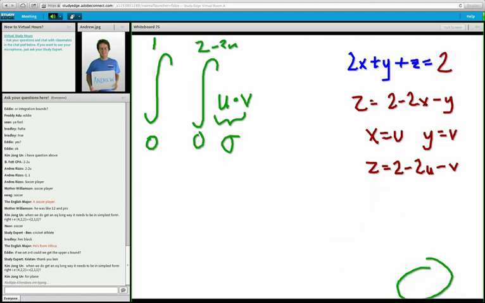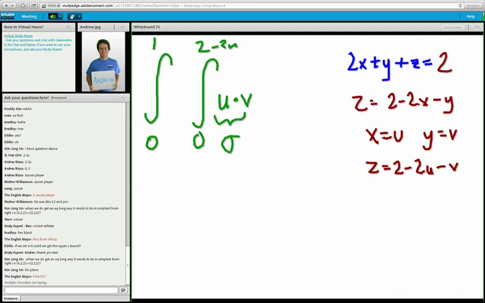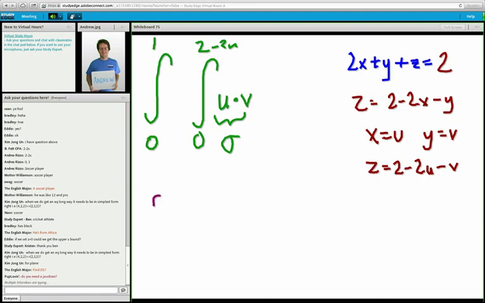So step 1 is kind of done. Step 1 was find the parameterization. Step 2 is actually do what? Step 2 is compute RU cross RV.